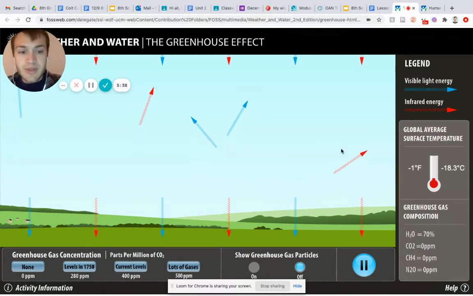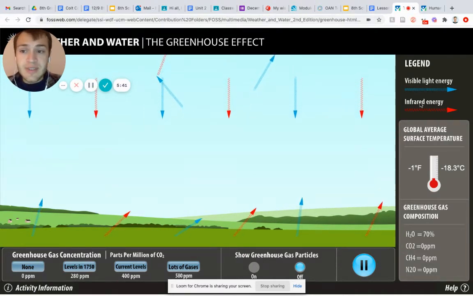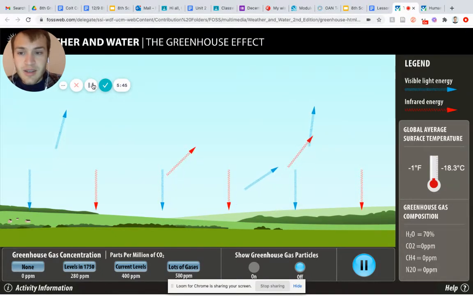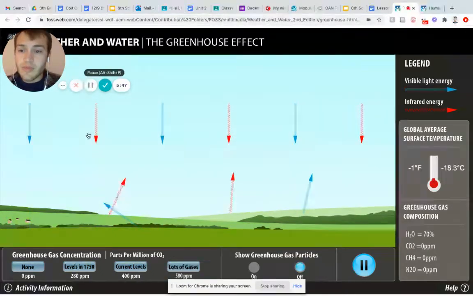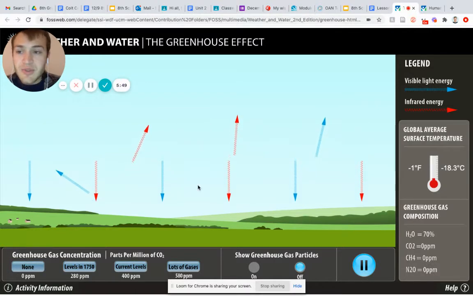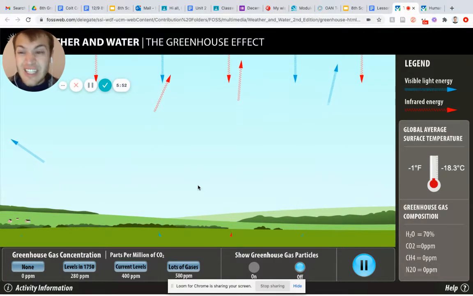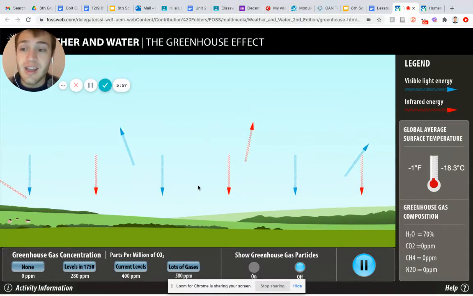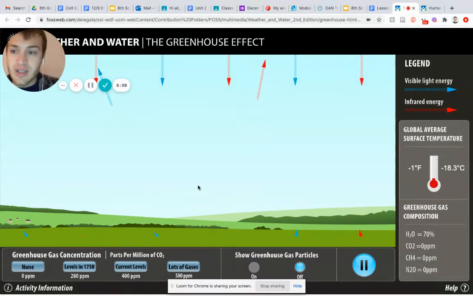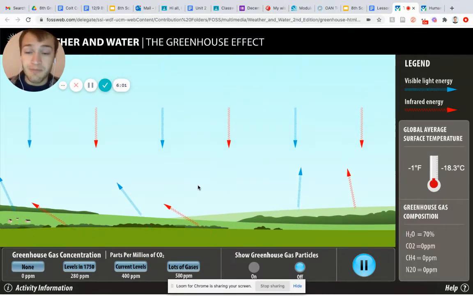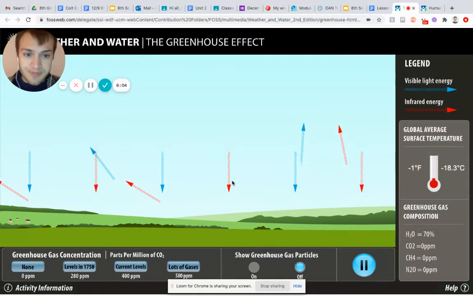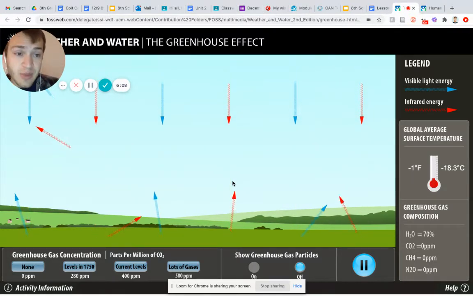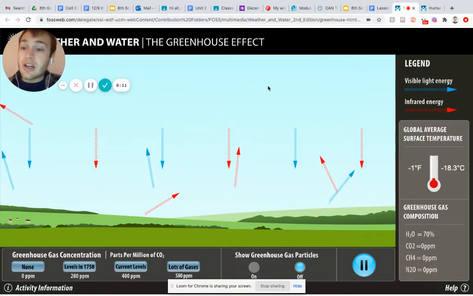The red arrows are infrared energy. So this is energy that's coming to the Earth in the form of infrared. Infrared energy comes from things that are emitting heat. So this infrared energy is actually coming from the sun, which is really hot. And this energy can actually warm whatever it is hitting. So we have these two different kinds of energy. We've got visible light energy and infrared energy. They're all coming down from the sky.